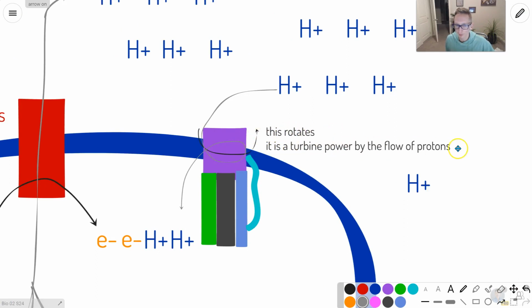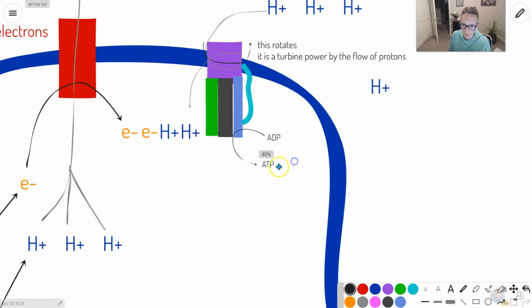And from this turning, this part rotates. It is a turbine powered by the flow of protons. When this rotates, there's a little thing in the center that moves these subunits. And out of this movement down here, we get ATP from ADP. So we can fuse another phosphate to the ADP. Pretty nifty indeed. So this is how we are getting our ATP from our sugar. Most of our ATP, and I'll explain more of that at the end.